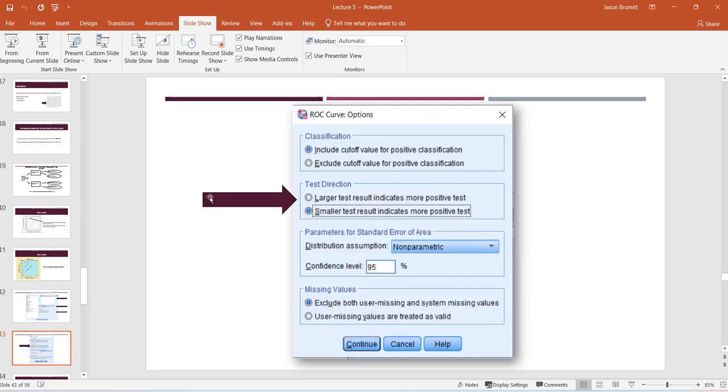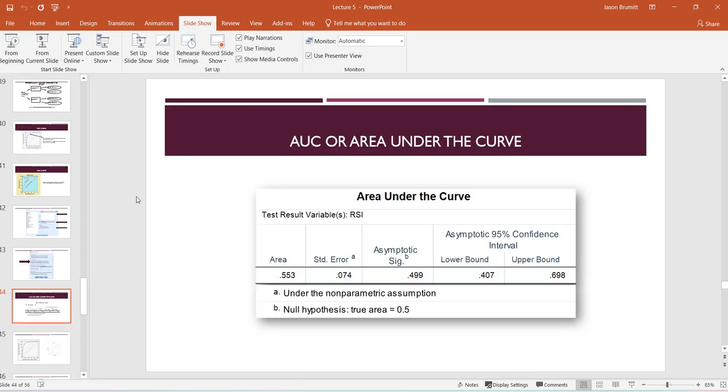And then in this particular one, I would predict that a smaller test score indicates a more positive test, meaning people are at a greater risk of injury. So this is how you would manipulate that. If you thought a larger test score would indicate a more positive test, you would click it there. And then you're going to get a printout.